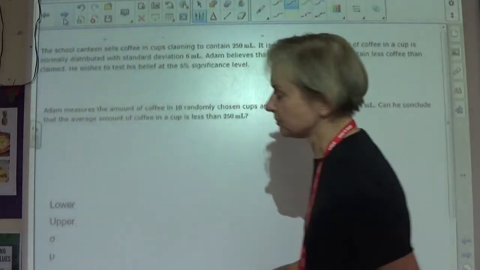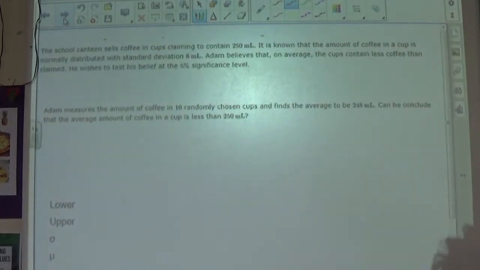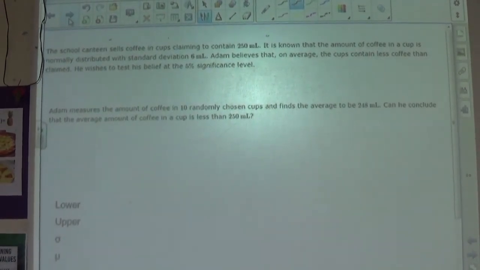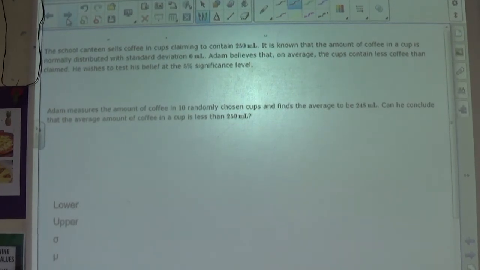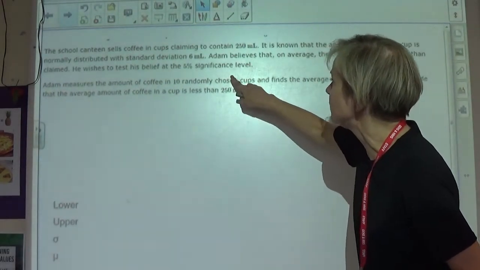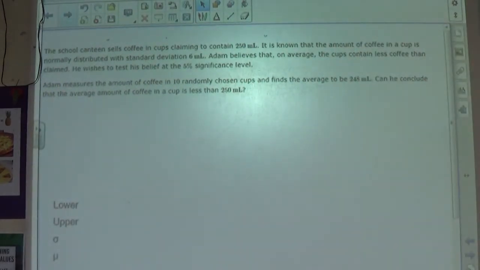Right, next question. The school canteen sells coffee in cups containing 250 millilitres. It's known that the amount of coffee in a cup is normally distributed with standard deviation 6 millilitres. Adam believes on average that the cups contain less coffee than claimed. He wishes to test his belief at the 5% significance level. He measures the amount of coffee in 10 randomly chosen cups.